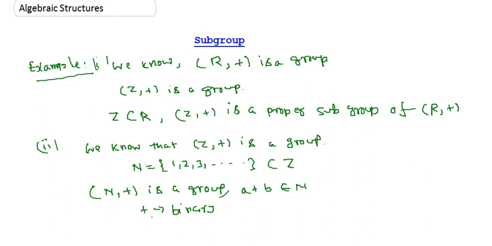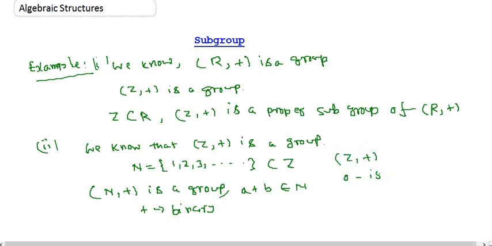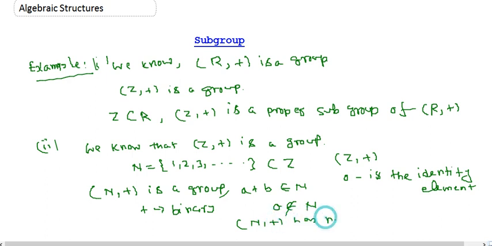Also, you can see that it has no identity element. In the group Z plus, 0 is the identity element, but 0 is not in the set of natural numbers, and there is no other identity element. So N plus has no identity element.